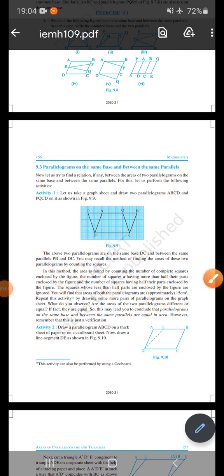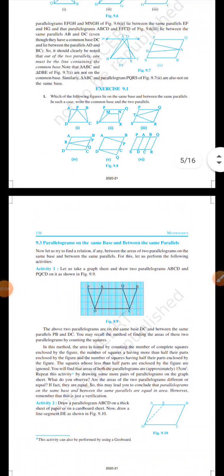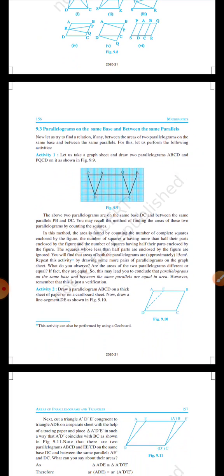Hello students, so now you have completed exercise 9.1, which was based on which parallelograms will lie under the same base and between the same two parallel lines. Now from here two theorems, or two conclusions we can say, are important. The first one is: if two or more parallelograms lie on the same base and between the same two parallel lines, then the area of all the parallelograms lying under those criteria will be the same.